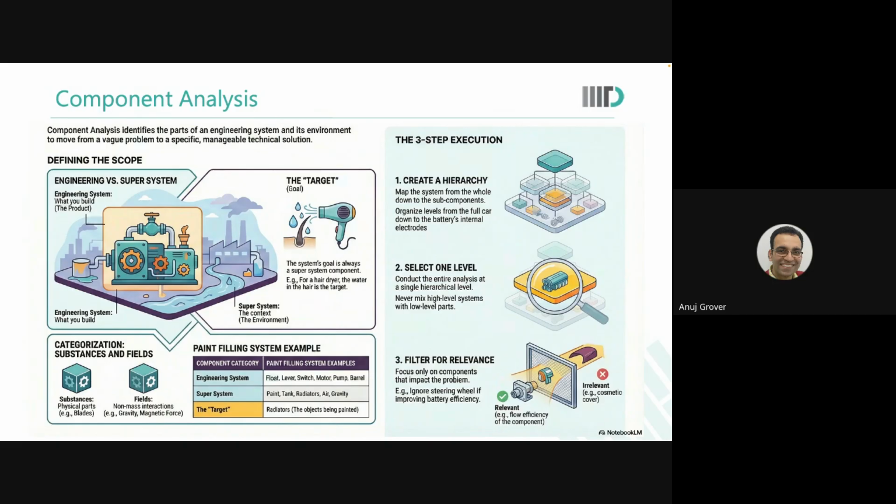So we did the component analysis and we listed that, okay, in this, which are the engineering system components? The float, lever, switch, motor, pump, barrel. Which are the super system components? Paint, tank, radiators, air, gravity. And then we also identified the target. What is the target in a component analysis? Target is the object or the component for which the system exists, the function exists. The target of this component analysis is the radiator.